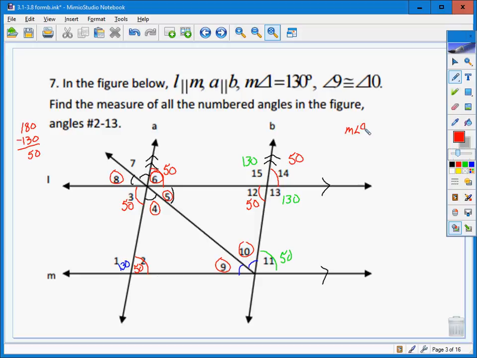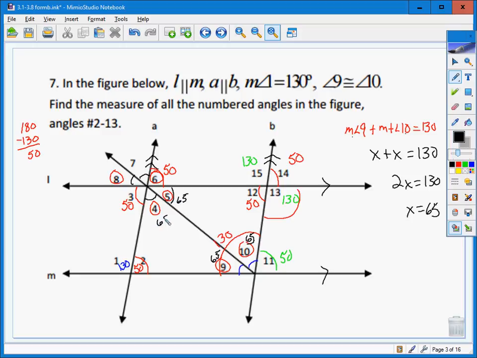Now, if I take a look, the measure of angle 9 plus the measure of angle 10 has to be equal to 130 degrees in total. But because these two have to be the same, if I let them both be x, 2x would be 130. And if I divide both by 2, x would be 65. Which means each one of the missing angles yet, because they are all equal, are in fact 65 degrees.